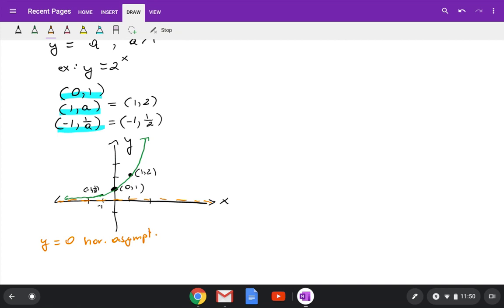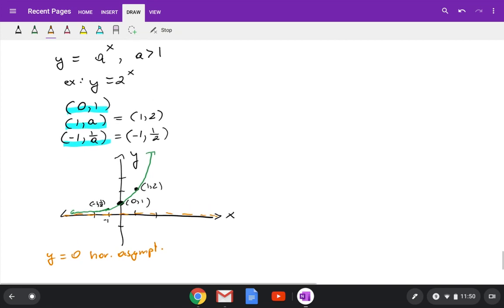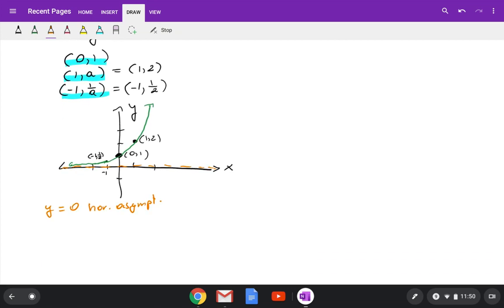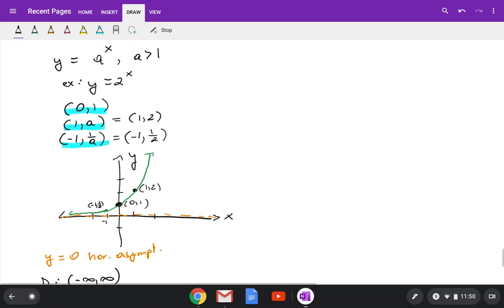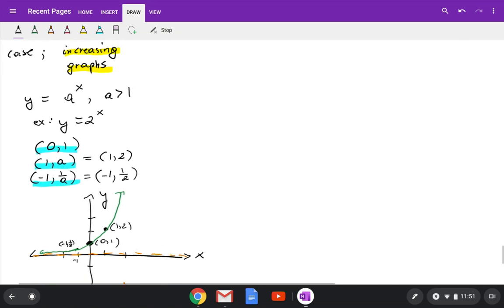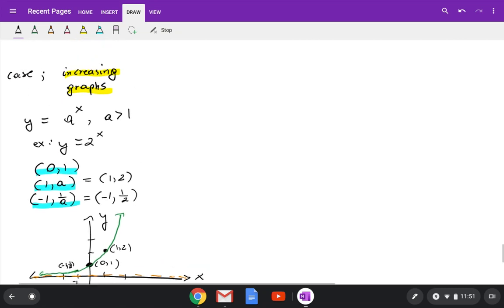So that was the exponential function. Let's just review. The domain of an exponential function was from negative infinity to infinity. You can pick any x you wanted. And the range of an exponential function is from 0 to infinity because our graph is only above the y equals 0 axis. Now what we're going to do is create the inverse of that graph.